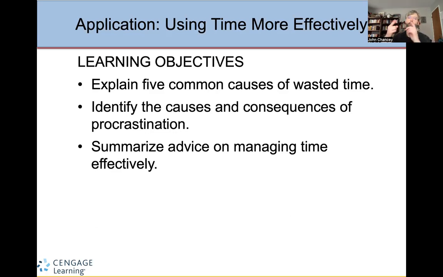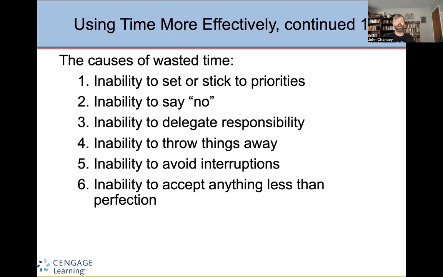Okay, now we'll look at some research application to cope with stress, a way to be more effective with your time. So you should be able to explain the 5 common causes of time waste, identify causes and consequences of procrastination, and summarize advice on managing your time more effectively. So the big 5 or big 6 when it comes to wasted time: inability to set or stick to priorities, inability to say no, inability to delegate responsibility, taking it all on yourself, inability to throw things away, inability to avoid interruptions, inability to accept anything less than perfection.